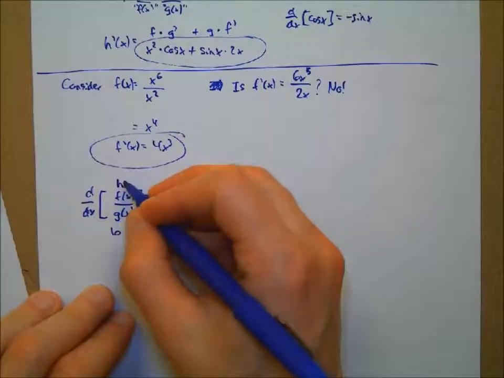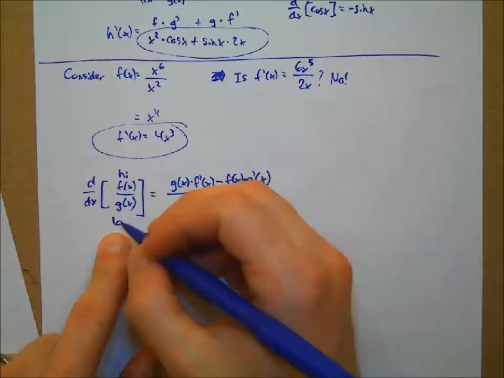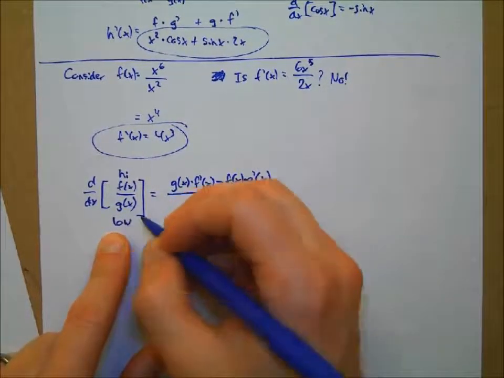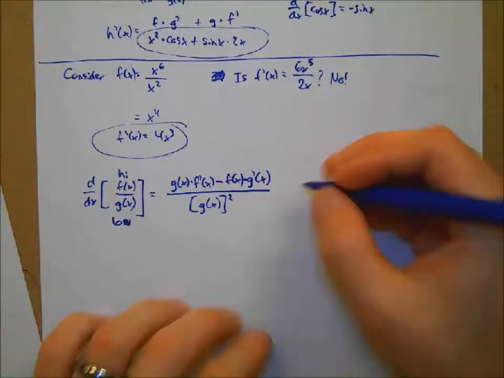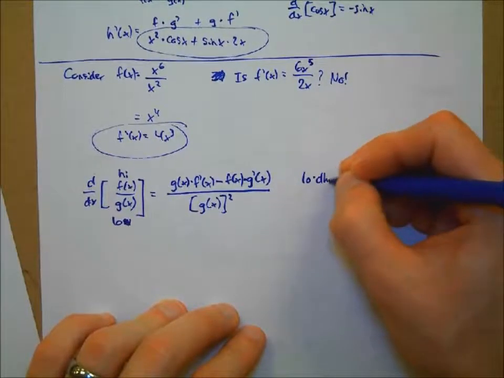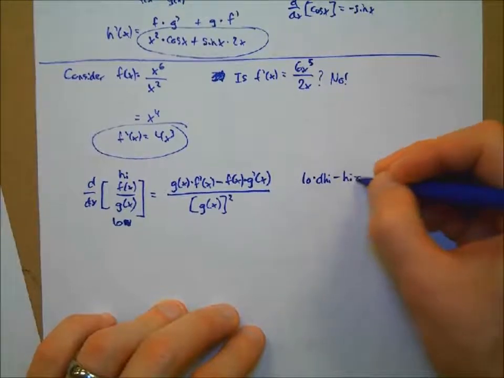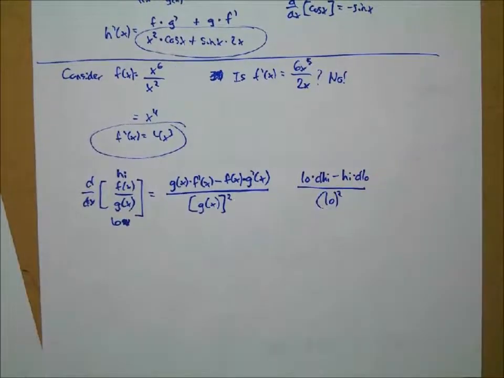Maybe. Okay? So if you think of g of x as low, and I'm just going to use LO for low and HI for high. I'm just abbreviating here. Here's how you can remember it: low d high minus high d low, over the square of what's below. So over low squared.